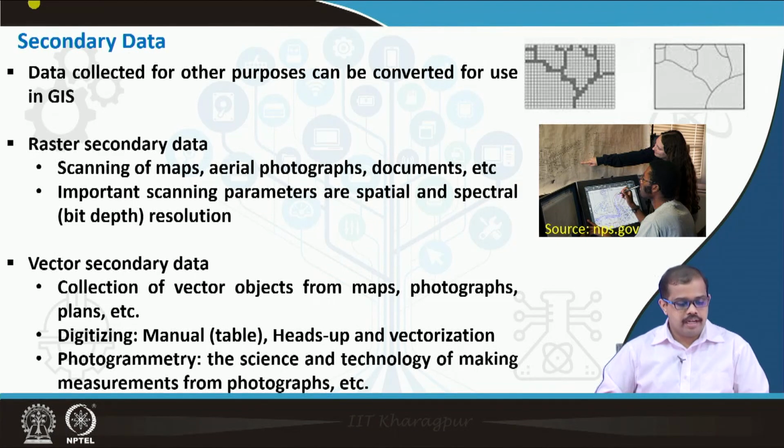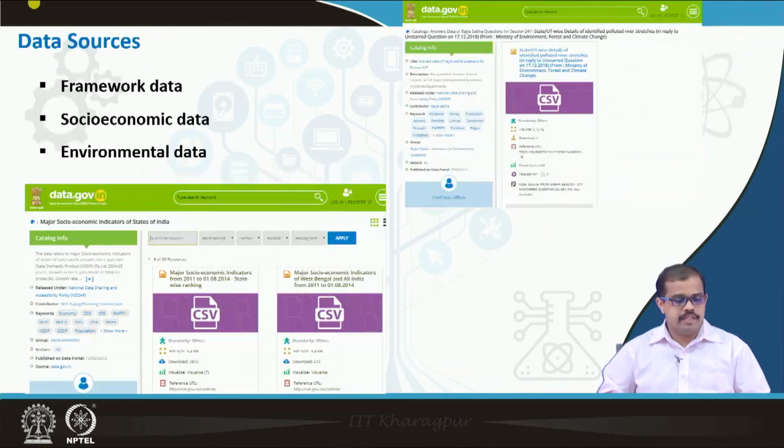The vector secondary data is a collection of vector objects from the map or photographs. I'll give you some examples of how it is done: digitizing manually on a table, or heads-up digitizing, and vectorization. I'll also give you some examples of this in the next slides. And photogrammetry, the science and technology of making measurements through a photograph, that also can be secondary data. So we can generate various secondary data, and also get it from different sources, maybe government or private sources, for different applications.